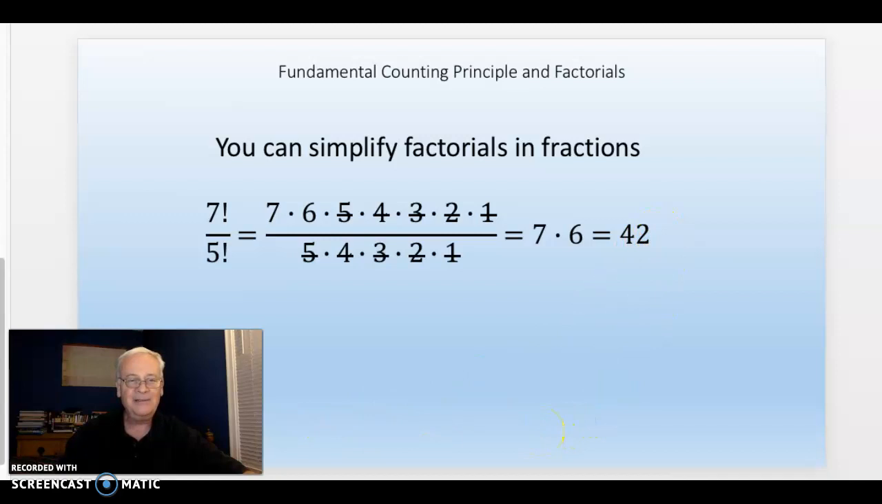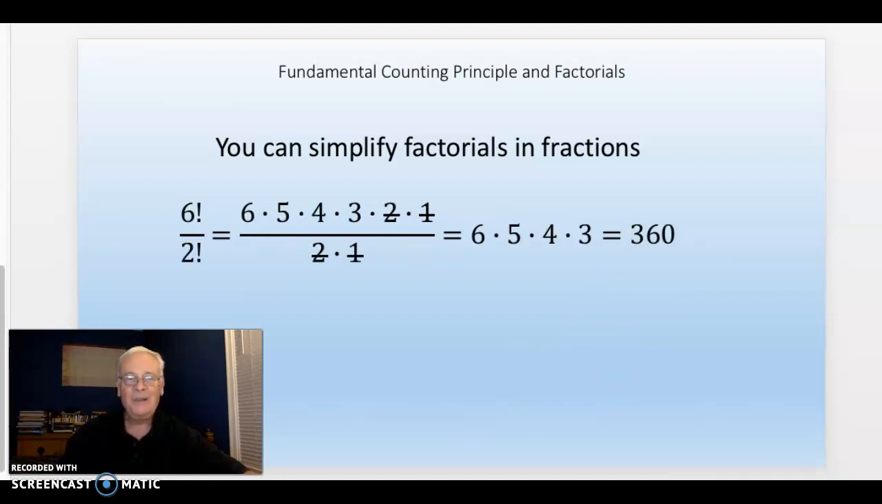Let's do another one of those. This is 6 factorial divided by 2 factorial. Again, just line them up on the top and the bottom. The top is 6, 5, 4, 3, 2, 1, and the bottom is just 2 and 1. So the 2 and the 1 cancel out from the top and the bottom. I'm left with 6 times 5 times 4 times 3. That's 360. Put it in your calculator, it's 360. So 6 factorial divided by 2 factorial is 360.